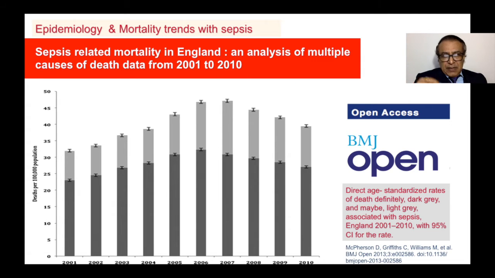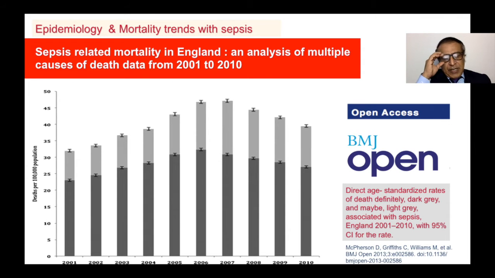But there's a bit of a silver lining which we have started appreciating in the last decade, maybe because of the antibiotic and sepsis bundles and the newer strategies which have started evolving. There is probably a perception coming up that sepsis may actually be receding in terms of its numbers. Now, this is data which has come from England, though it's about a decade-old data.